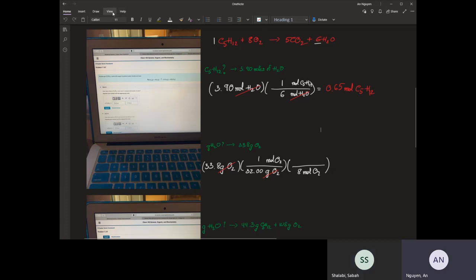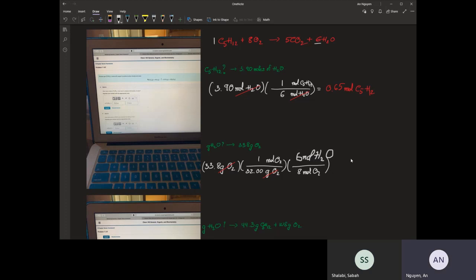Okay. So 6, 8. Just stop responding to... So we have here 6 moles of H2O.